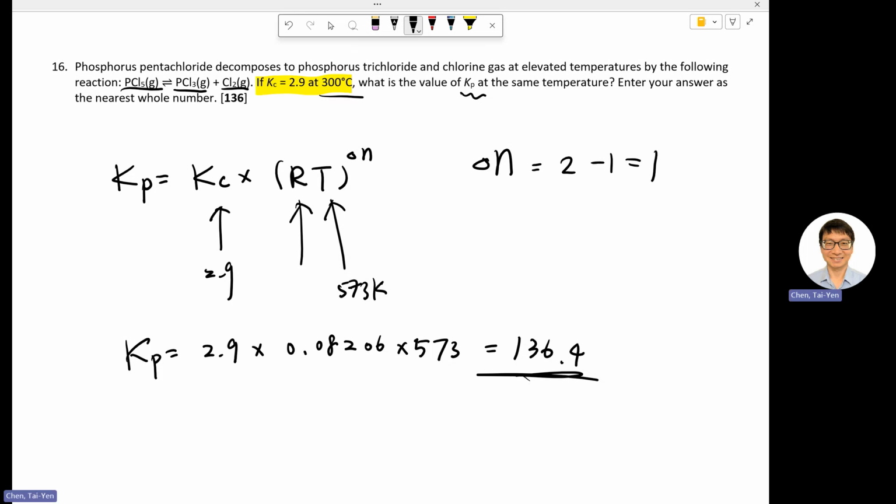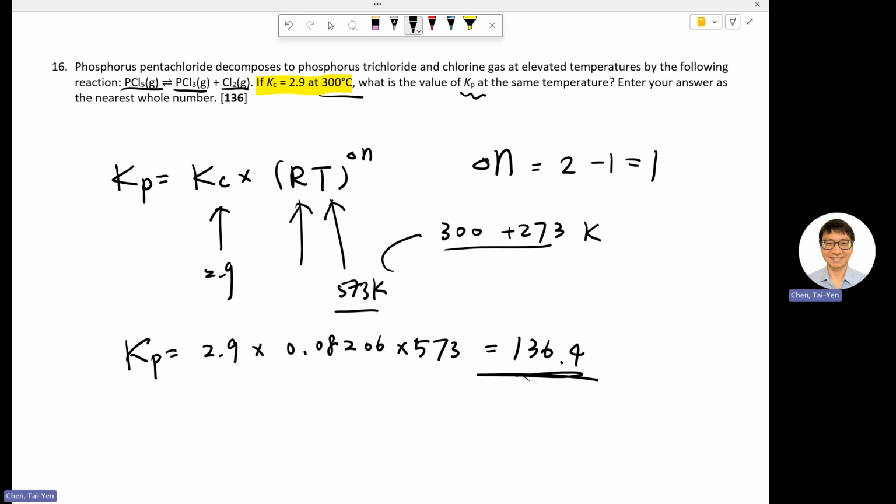So 573, where does the 573 come from? I convert my degree C by adding 273 so that I can convert the C to K. All the temperatures you use for all the calculations have a unit of K. The way you convert your C to K is to add 273 to your degree C, so you can get the unit of K.